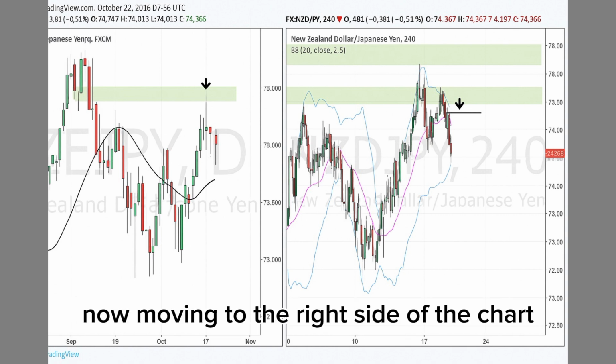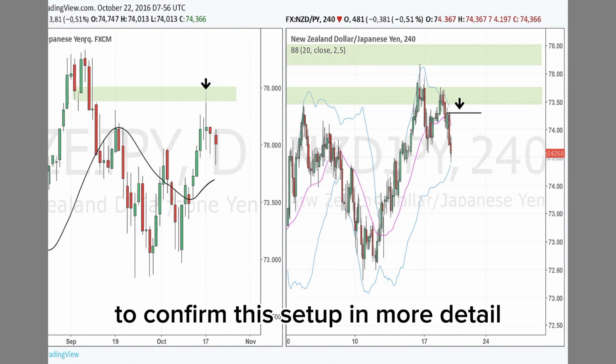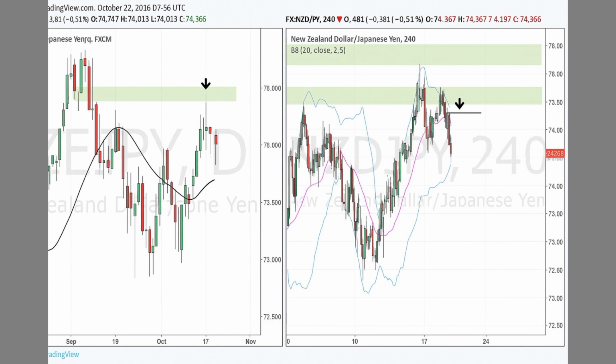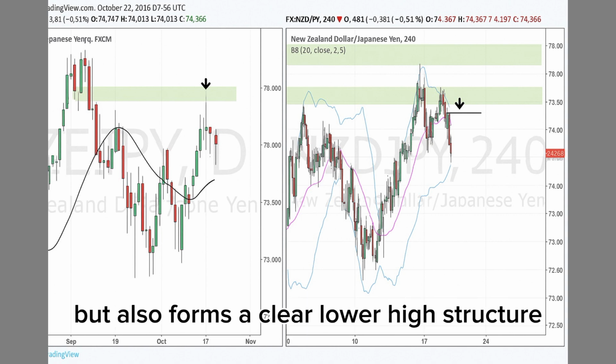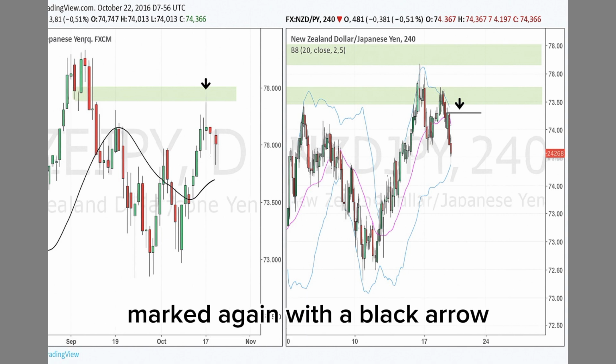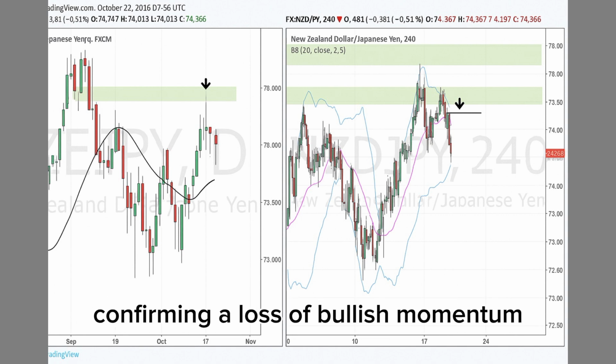Now moving to the right side of the chart, we zoom into the 4-hour time frame to confirm this setup in more detail. Here we can see that price not only touches the same resistance zone, but also forms a clear lower high structure, marked again with a black arrow. This means that buyers were unable to reach the previous high, confirming a loss of bullish momentum.